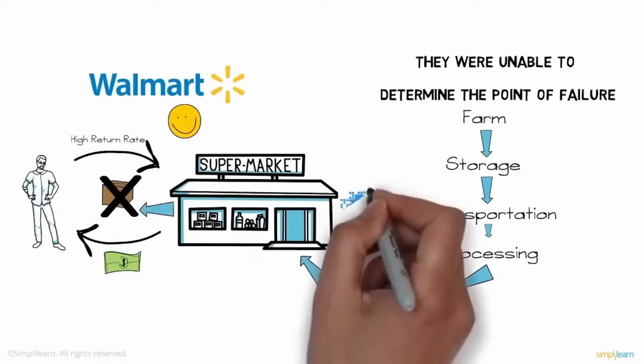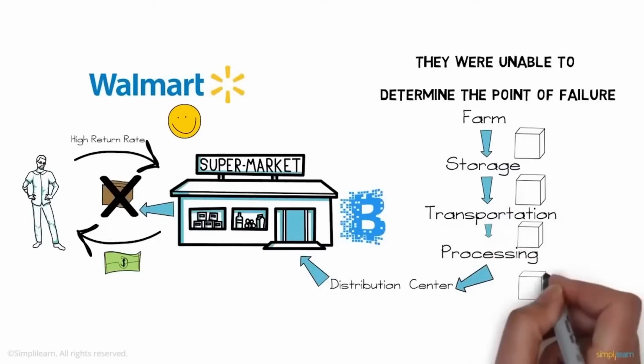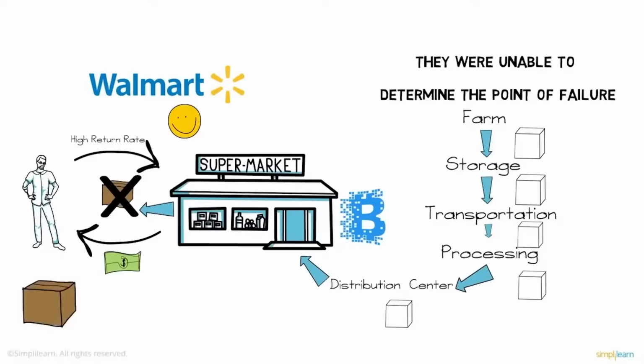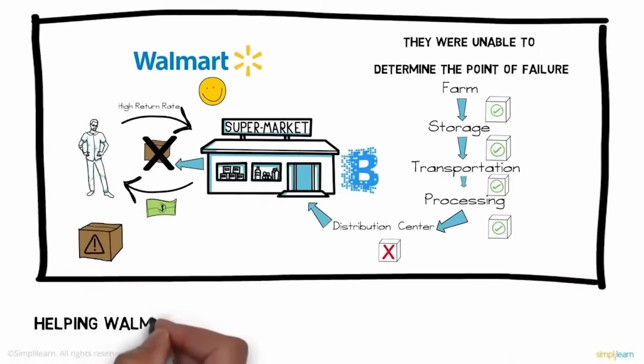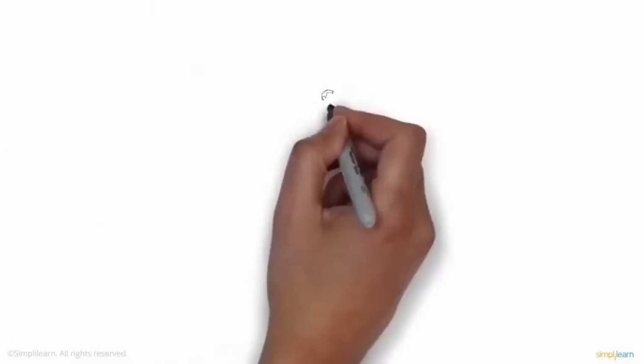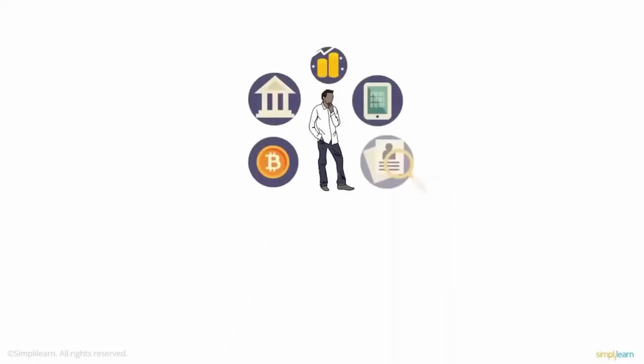Then, Walmart adopted blockchain technology. With blockchain, the quality of the goods at each step was permanently inscribed within a block. For example, when a customer flags a product as damaged, it can be correctly identified where the product got damaged in the entire supply chain, thus helping Walmart to identify the problem areas and fix them. And this is just one of several ways blockchain is used in real-life applications.